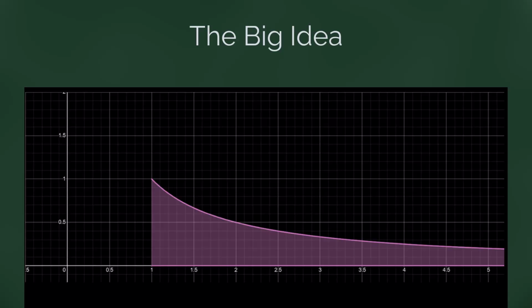Our last graph here represents our function f of x, and here we can see that the area is going to be equal, again assuming it continues on infinitely to the right with our continuous positive decreasing function, to the integral from 1 to infinity of f of x dx.